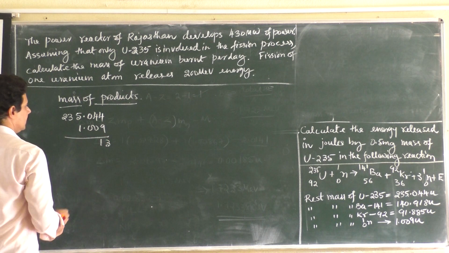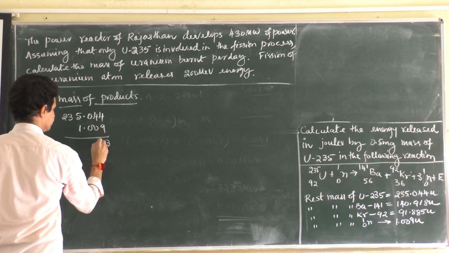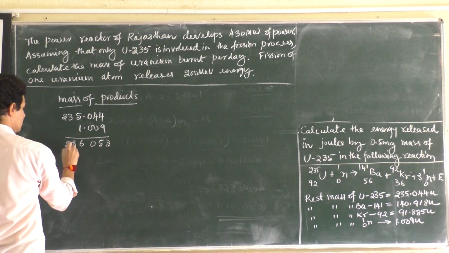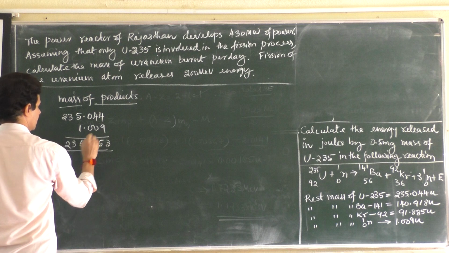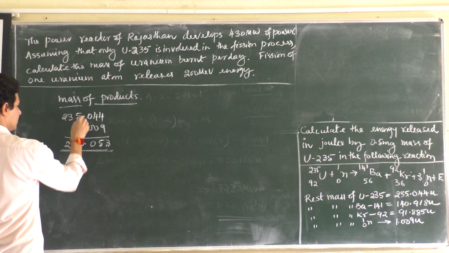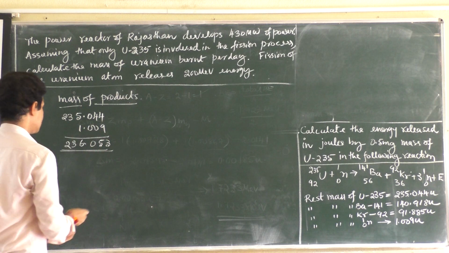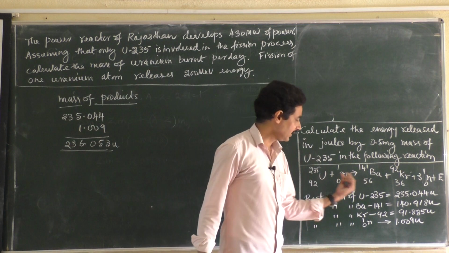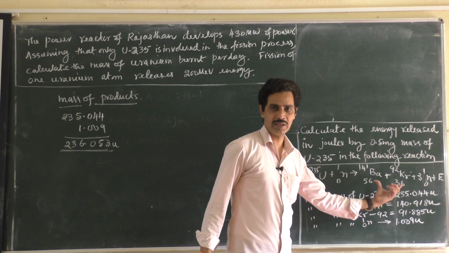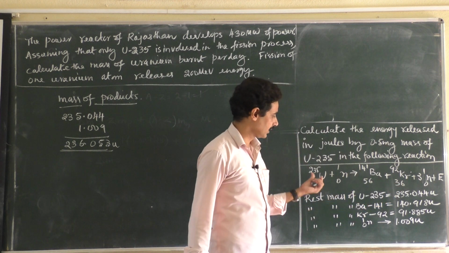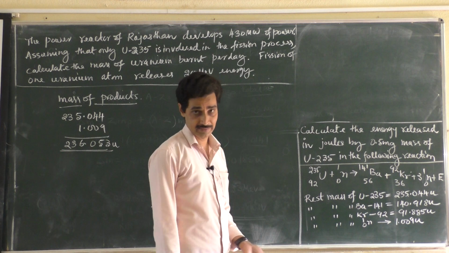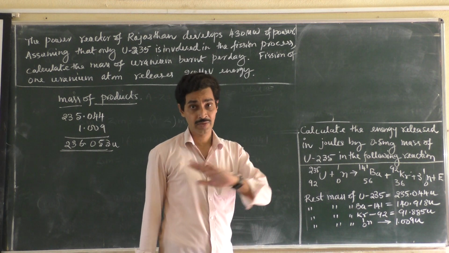235.044 plus 1.009, that is 236.053 U. So this is the mass of products. But will it yield the same mass after it becomes reactants? That means after uranium gets converted into barium and krypton, will the mass be the same? No, it will be less, because some mass is lost in the form of energy.